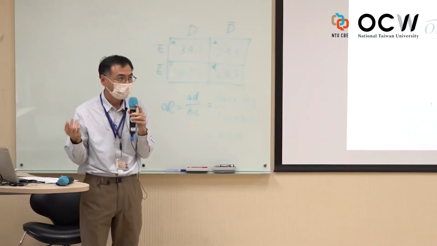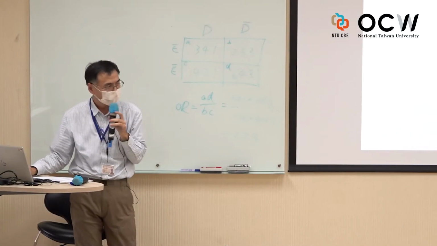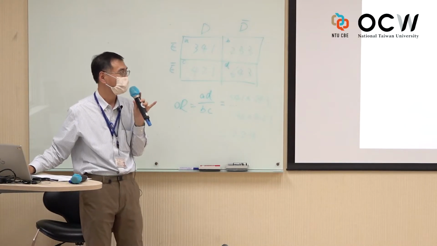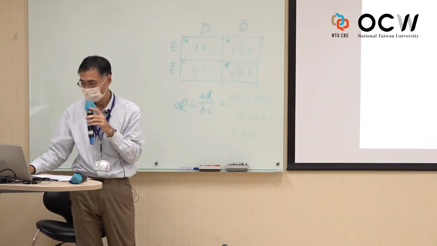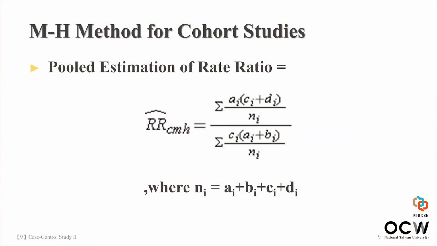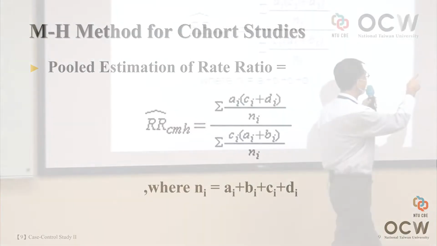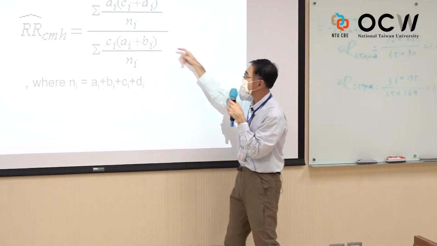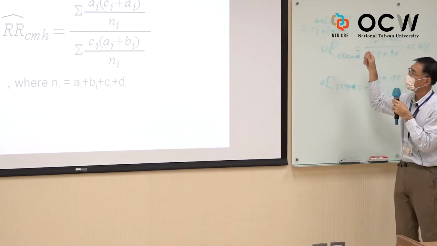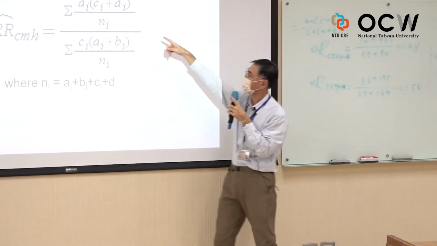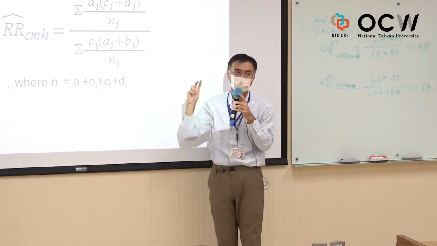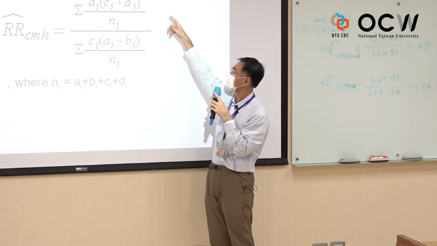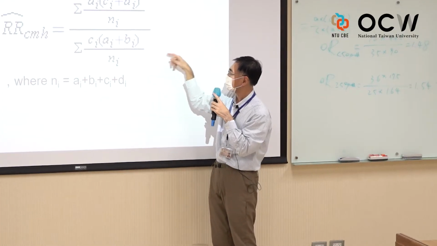Well, that's pretty straightforward, right? Intuitively, it sounds right, but biostatisticians have proved that it's an unbiased estimation. It'll be the same thing for the cohort study. It's the same as A times C plus D here, and C times A plus B here, divided by the total number of each stratum. If there are two strata, one for male, one for female, then that's the number of male plus the number of female.